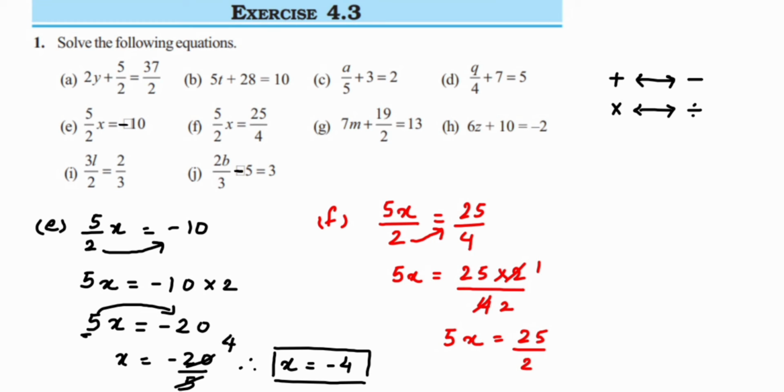Okay. Now 5 is in multiplication. When you take it to the other side, it should come in division. That is, it should come in the denominator. So already in the denominator I have a 2. So when 5 comes, it becomes 2 into 5. So x is equal to 25 upon 2 into 5. Okay. So 5 is under division with 25. Remember that. I can cancel 5 and 25. So 5 ones are 5, 5 fives are 25. So therefore x is equal to 5 upon 2 is the answer.